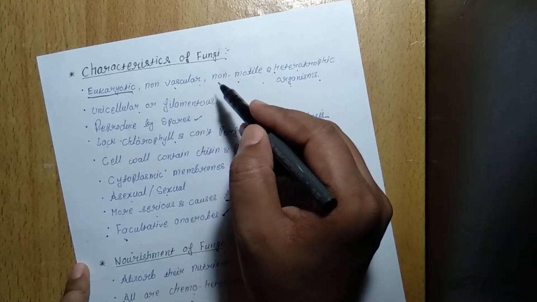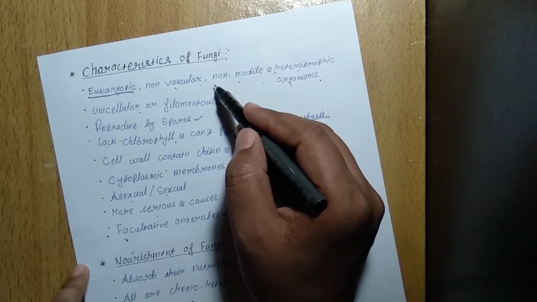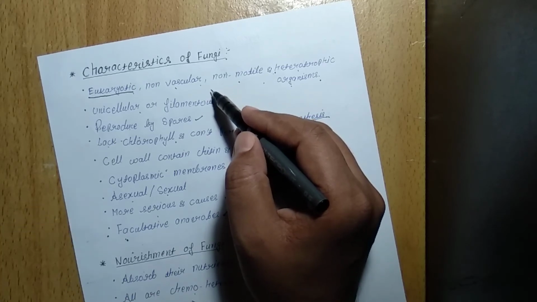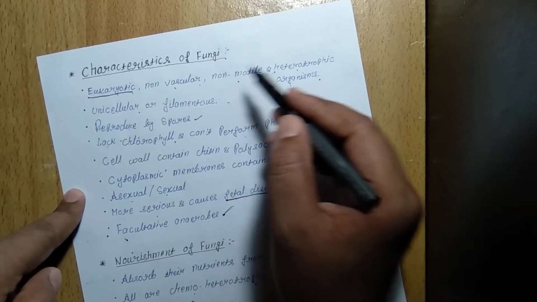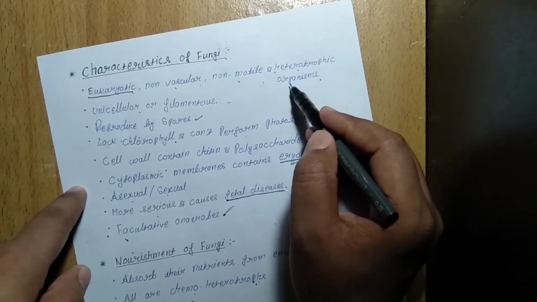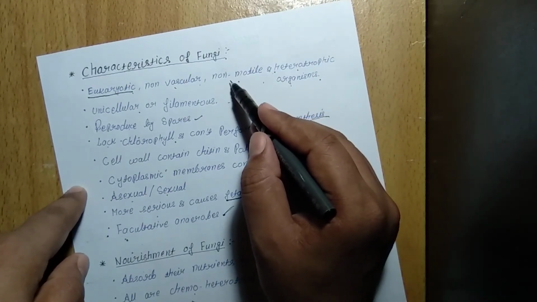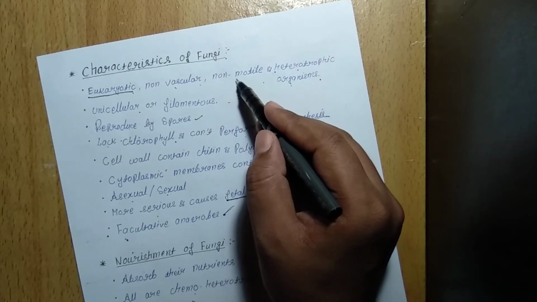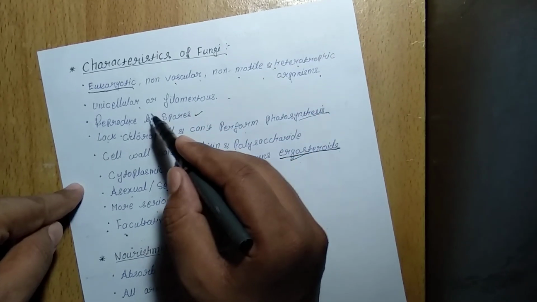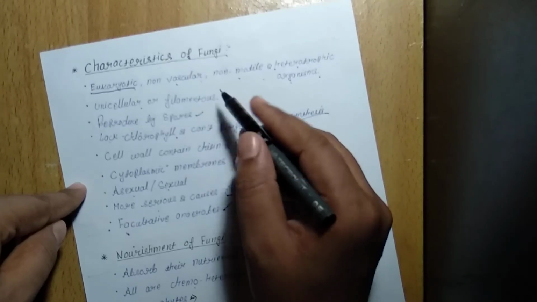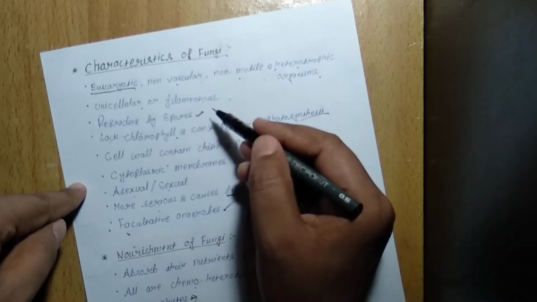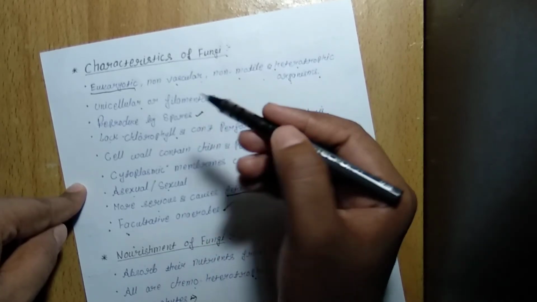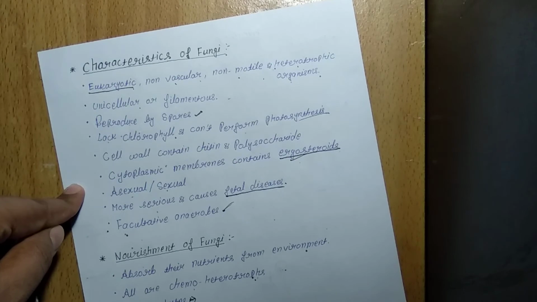So they can't make their own food, so they depend upon other organisms and host cells. That's why they are also called heterotrophic organisms, and they are not movable. They can't move. Fungi are unicellular or filamentous structures. They reproduce by spores, which I already discussed on the previous page.